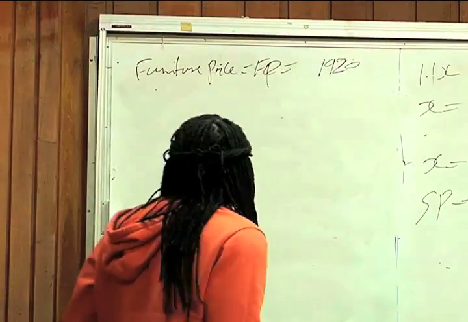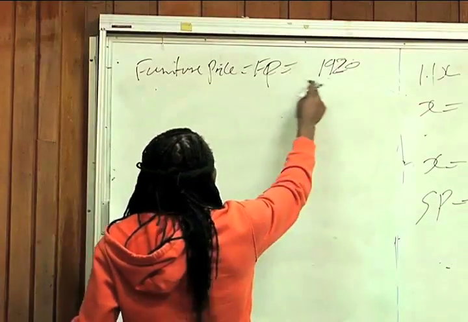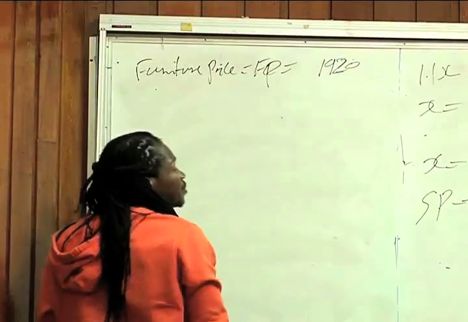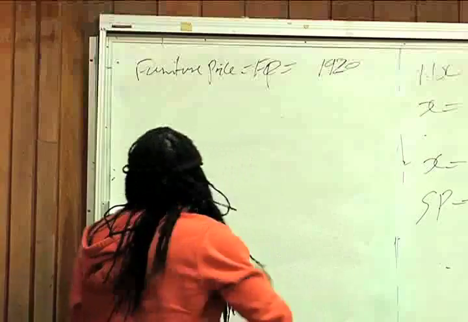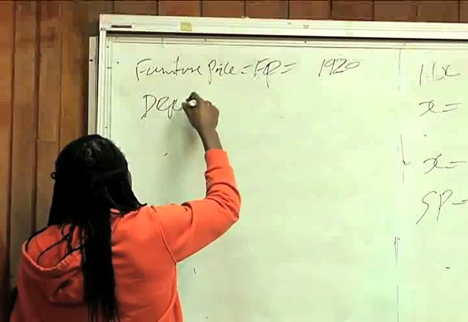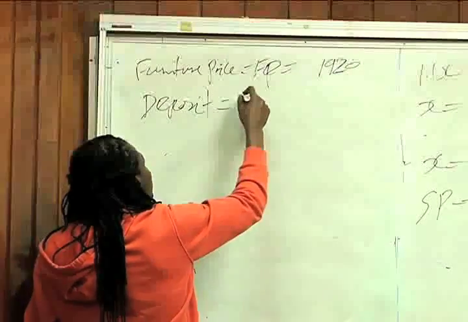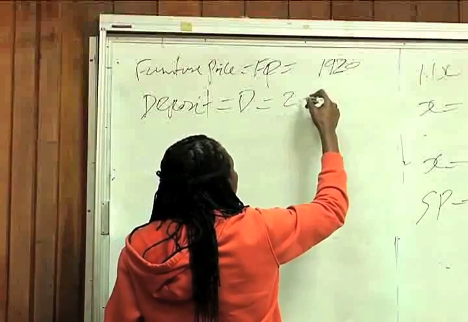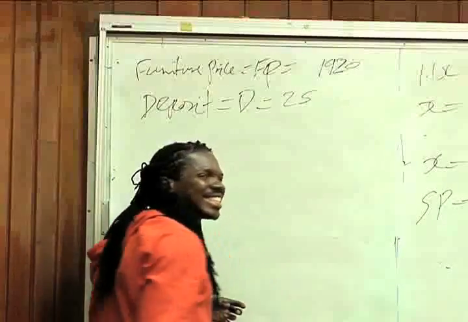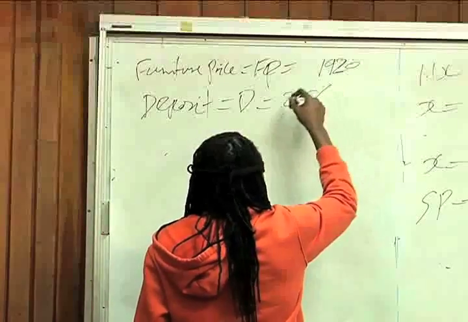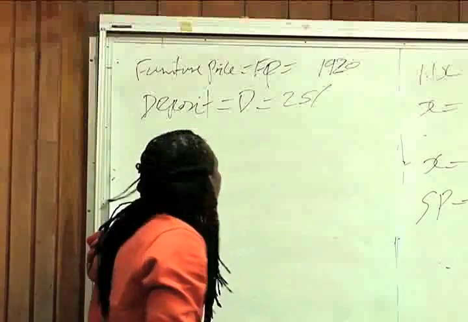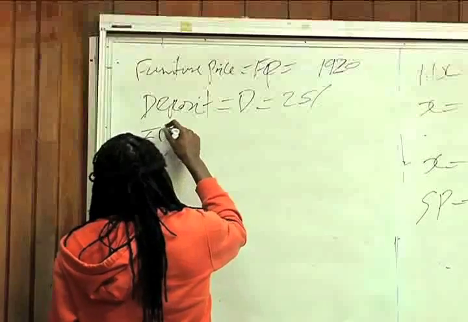So 1,920. Cool. So furniture price equal FP equal 1,920. Boom. What else do you know? A deposit of 25%. Deposit equal D equal what? 25%? Yes, sir. On the interest. 25%. Interest 12%. Interest rate.